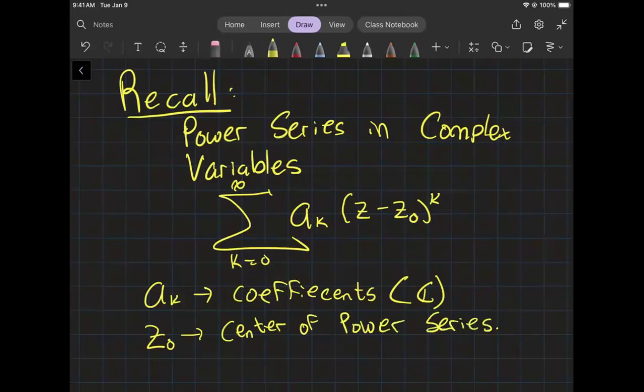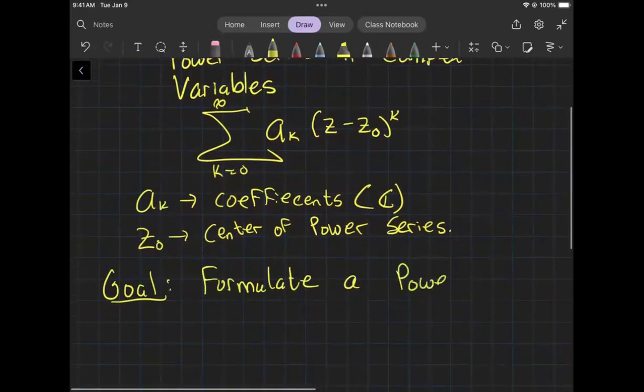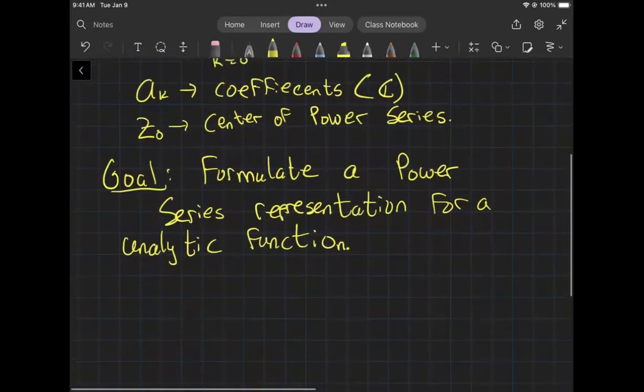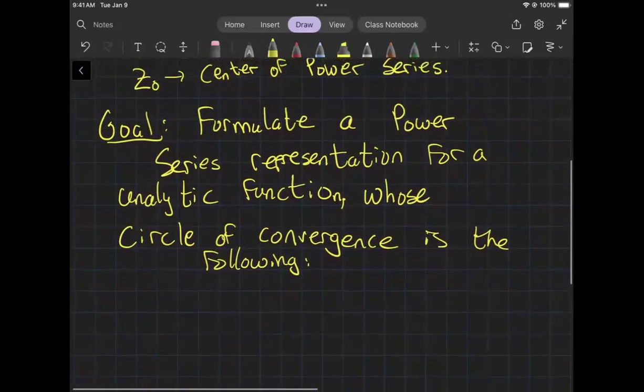Now the goal here is to formulate a power series representation for an analytic function whose circle of convergence is the following: the absolute value of z minus z naught is less than capital R.